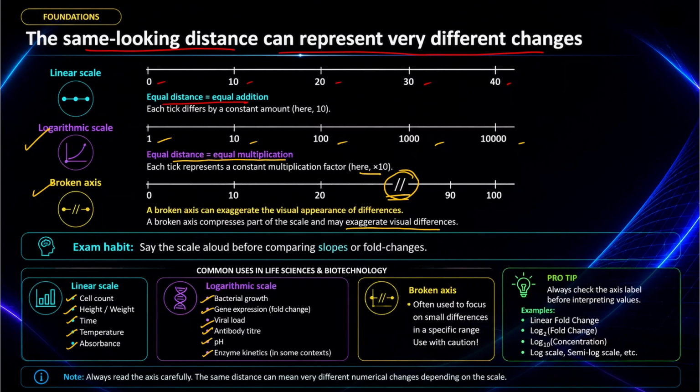So before comparing slopes, fold changes, or values, make it a habit to check the axis labels and the scale first. Remember, the graph may look the same, but the meaning can be completely different depending on the scale.